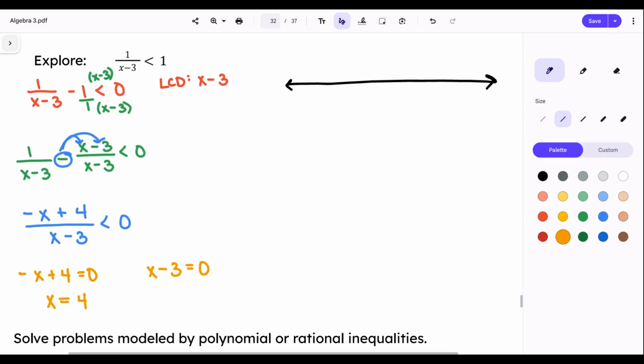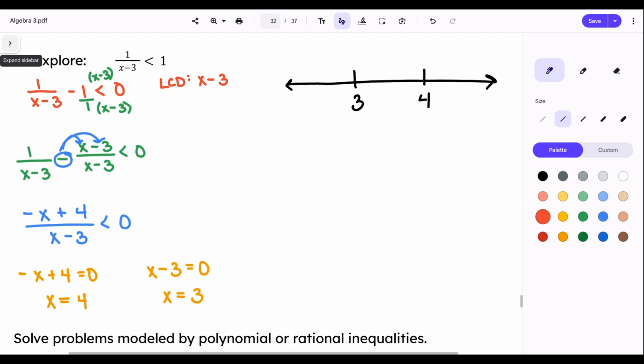You end up with positive 4, right? Because you would subtract 4, but then you have to get rid of that negative in front of the x. What would we get over here? Okay, good, a 3. So now up here, I'm going to put 3 and 4 on my number line.